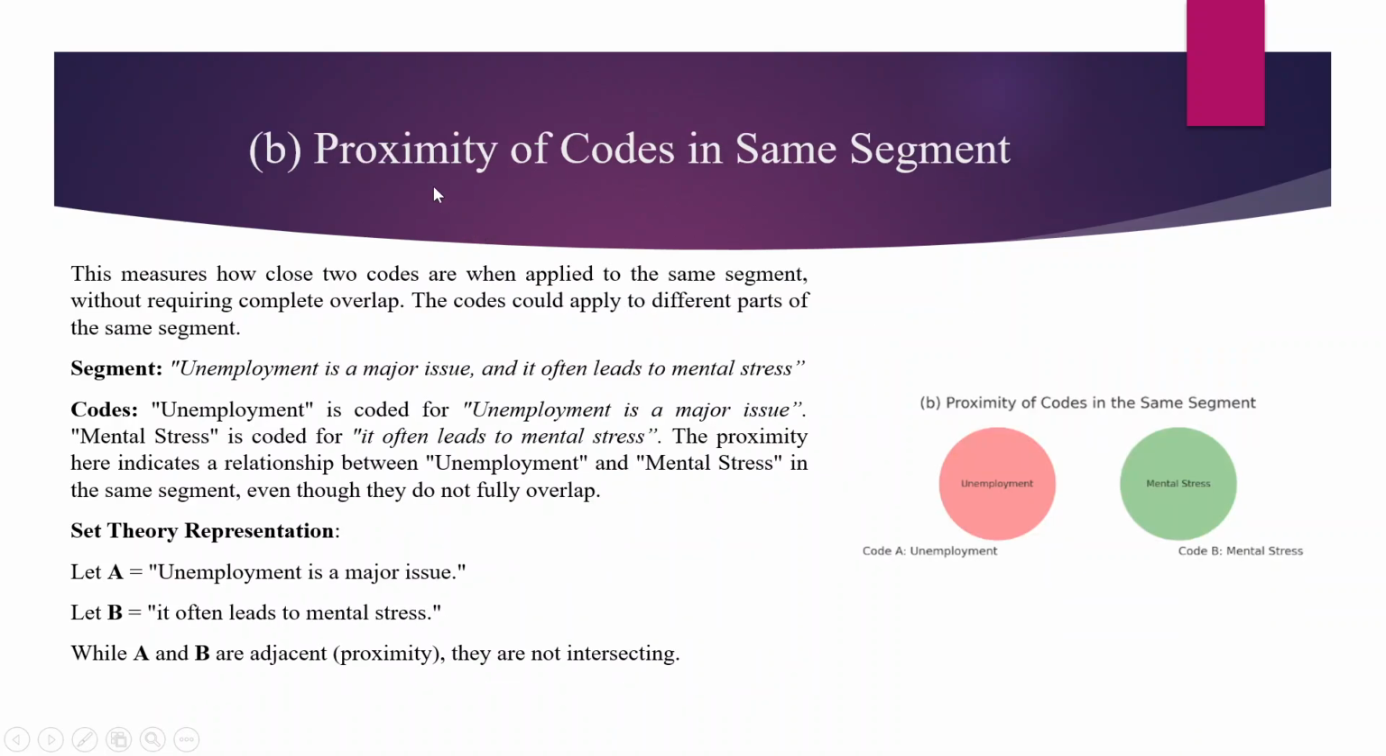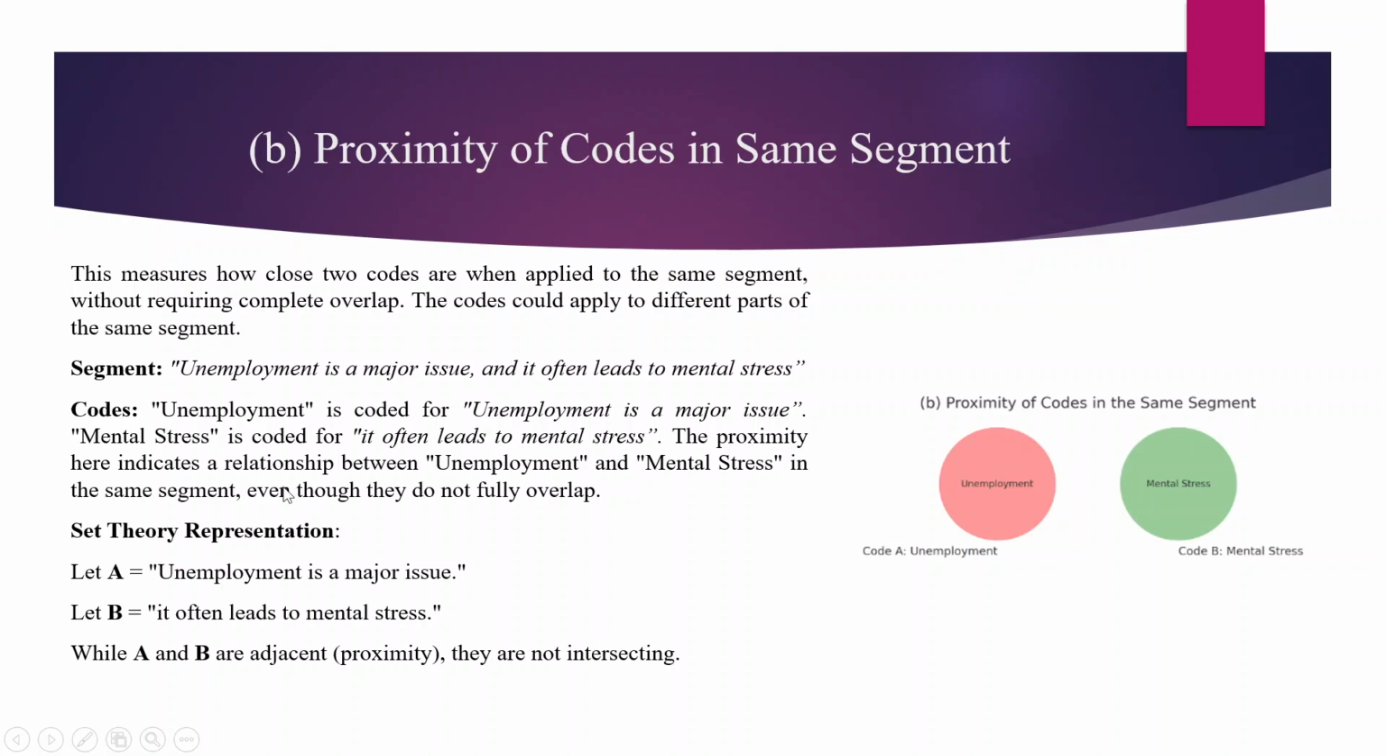Second method, proximity of codes in the same segment. This measures how close two codes are when applied to the same segment, without requiring complete overlap. The codes could apply to different parts of the same segment. The segment is: unemployment is a major issue and it often leads to mental stress. Unemployment is coded for "unemployment is a major issue", so this is a segment. Mental stress is coded for "it often leads to mental stress".